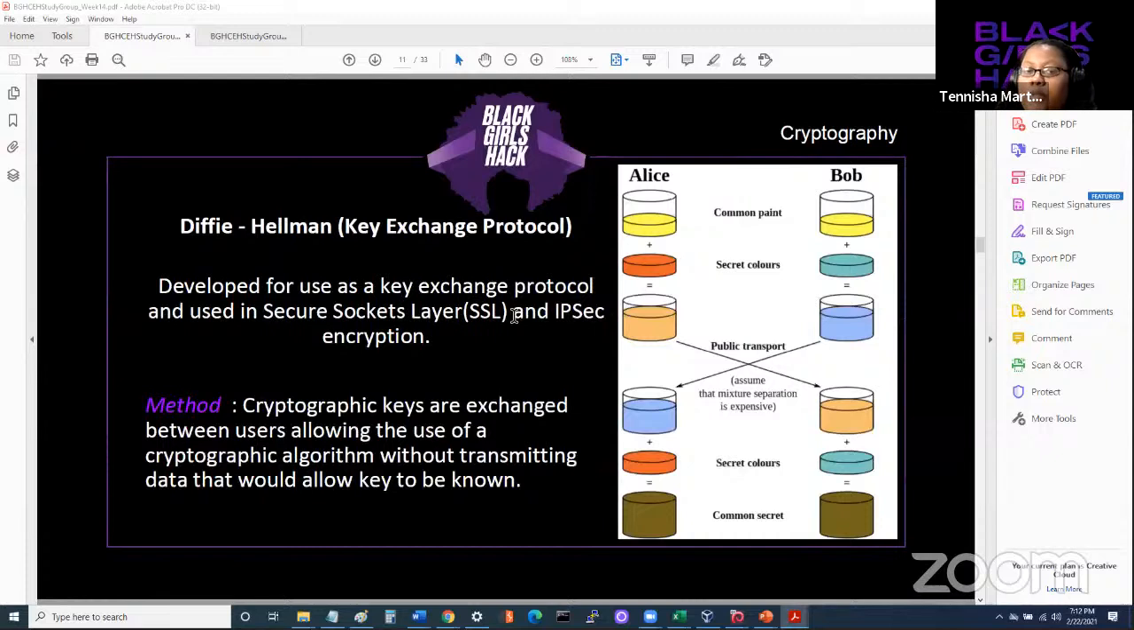All right. The next step, we're talking about Diffie-Hellman. Diffie-Hellman is a key exchange protocol. It was developed for the key exchange process, and it's used in SSL and IPsec. Cryptographic keys are exchanged between users to allow the use of a cryptographic algorithm without transmitting data that would allow the key to be known.